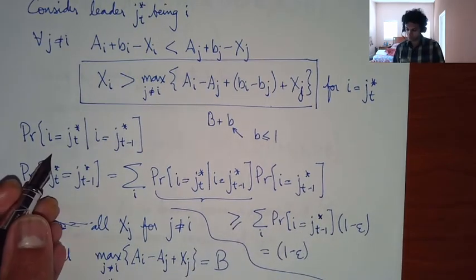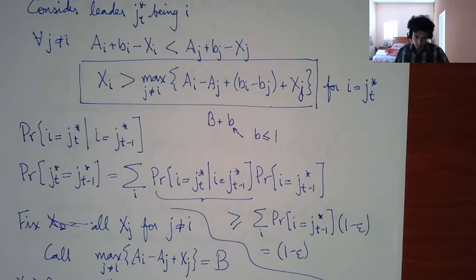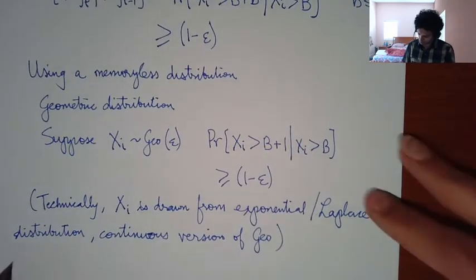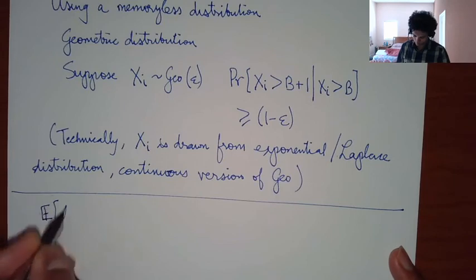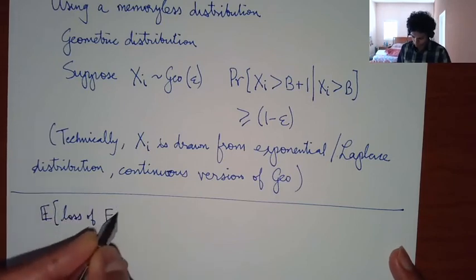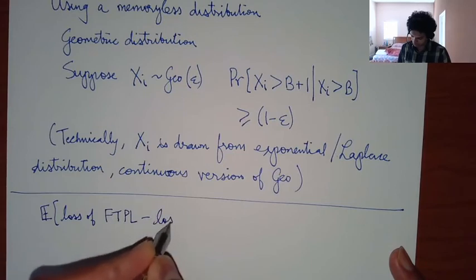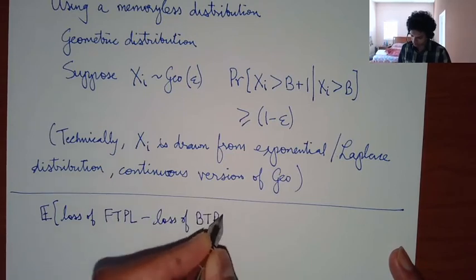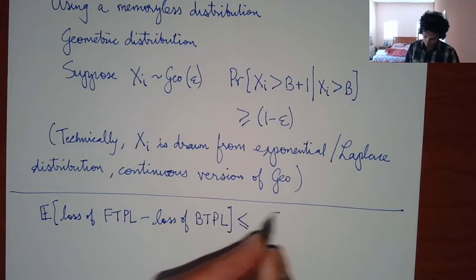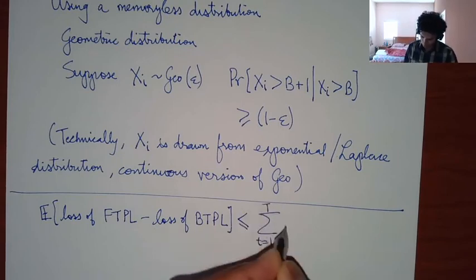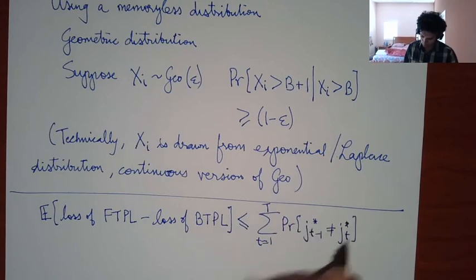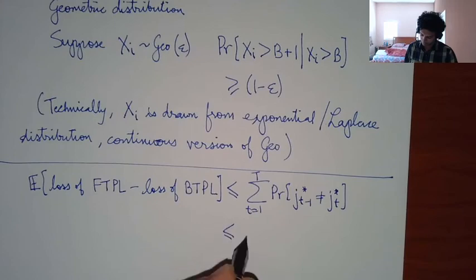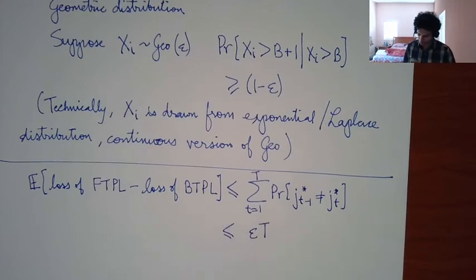And so because this probability is 1 minus epsilon, now we go back here, and I'll say that the expected difference, so the loss of follow the perturbed leader minus the loss of be the perturbed leader, was at most the sum over t going from 1 to T of the probability that j_{t-1} star is not equal to j_t star, and this we see is at most epsilon times T.